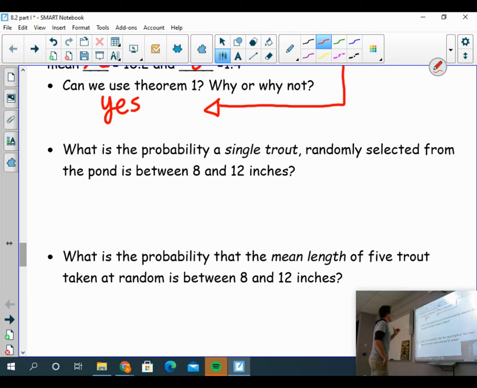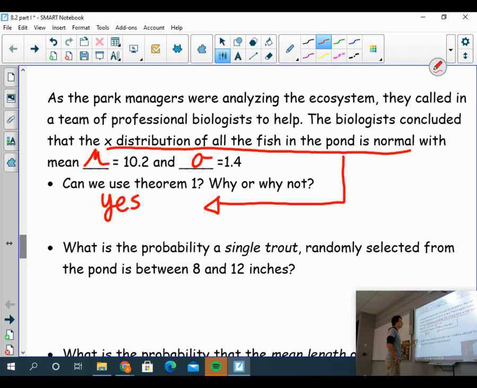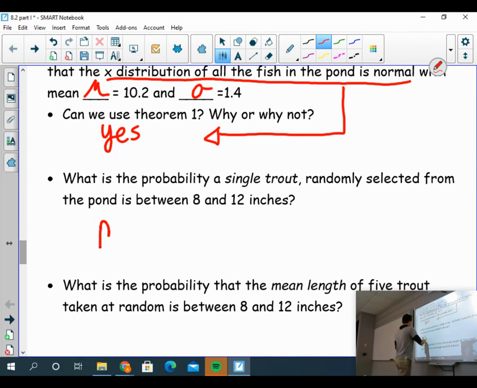Well, what's happening here? We have a population that's normal, and with the population being normal, they want us to find a probability given data values. That should scream in your brain, normal CDF.